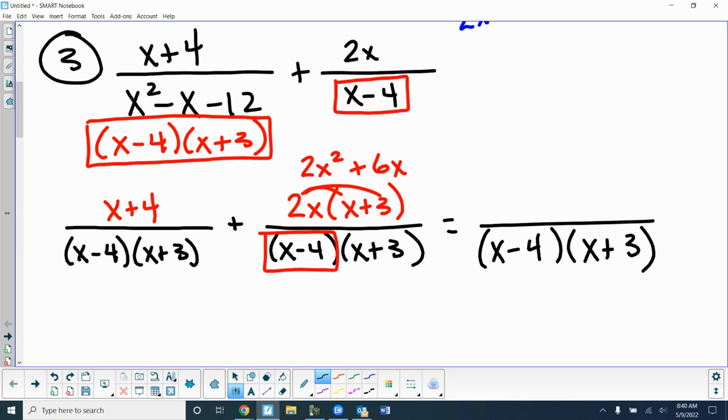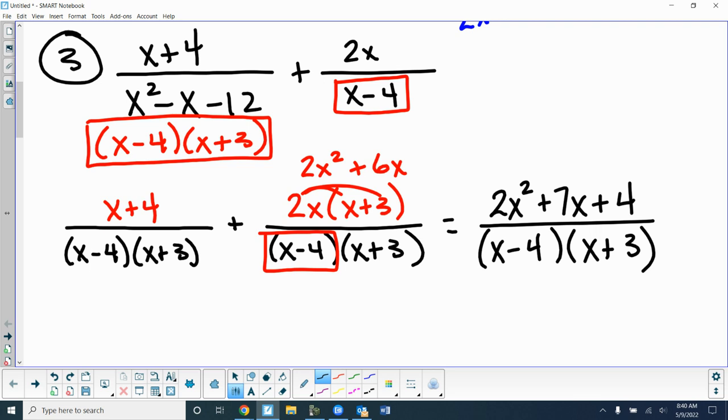So combining like terms, there's only a 2x squared, no other x squared. I have a 1x plus 6x, which is 7x. And I've got a 4 plus nothing, so that's 4. Okay?